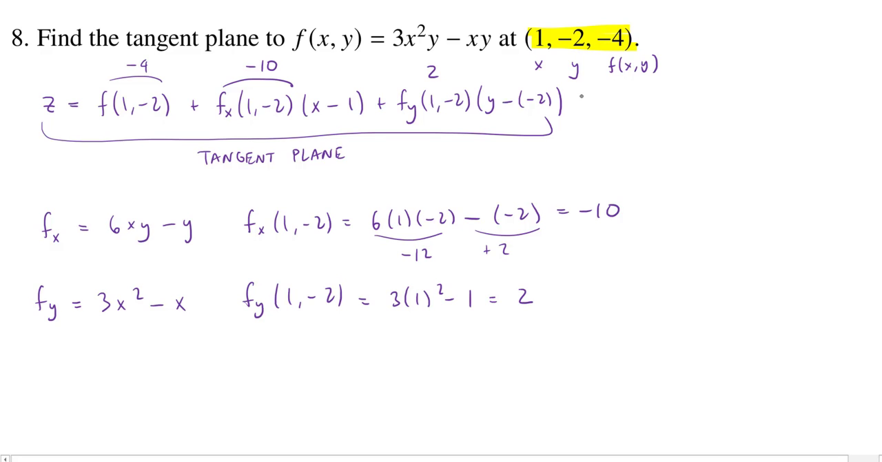Okay, and so I can simplify this now as -4 minus 10 times x minus 1 plus 2 times y. Well, we might as well make it plus 2. There is the equation of our tangent plane.